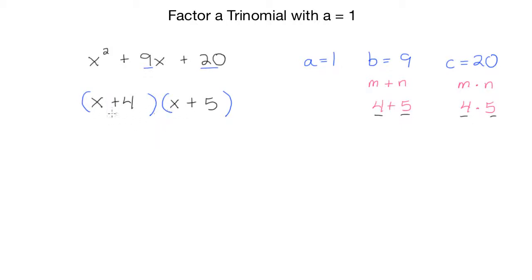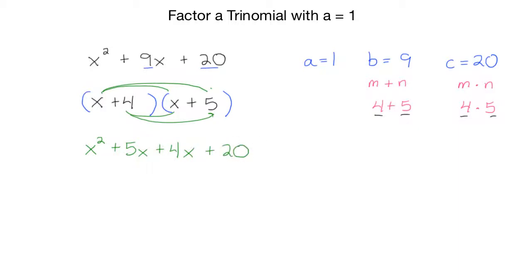So when I take this together, I'm going to have x times x. So let's use the distributive property. X times x gives me x squared. Let's multiply it out now. X times 5 is going to give me plus 5x. 4 times x is going to give me plus 4x. And then 4 times 5 is going to give me 20.